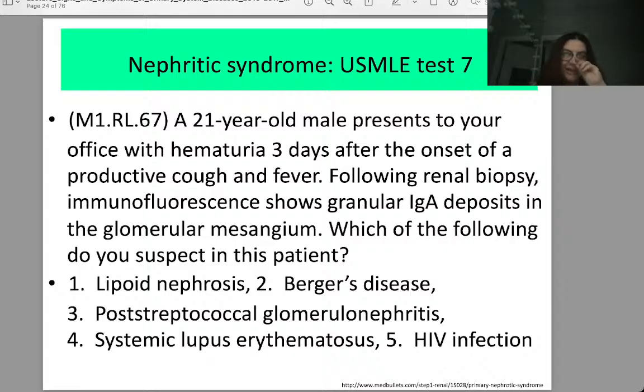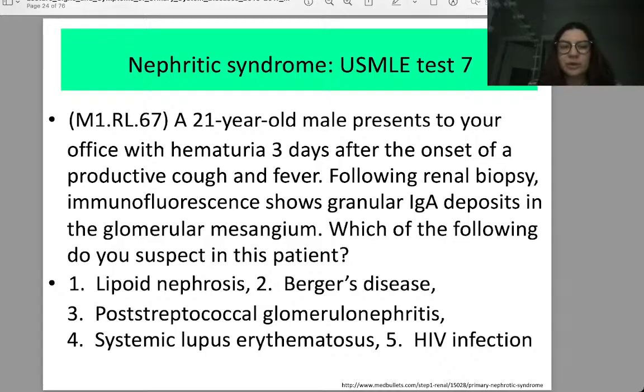Test 7. A 21-year-old male presents to your office with hematuria 3 days after the onset of productive cough and fever. Following renal biopsy, immunofluorescence shows granular immunoglobulin A deposits in the glomerular mesangium. Which of the following do you suspect in this patient?